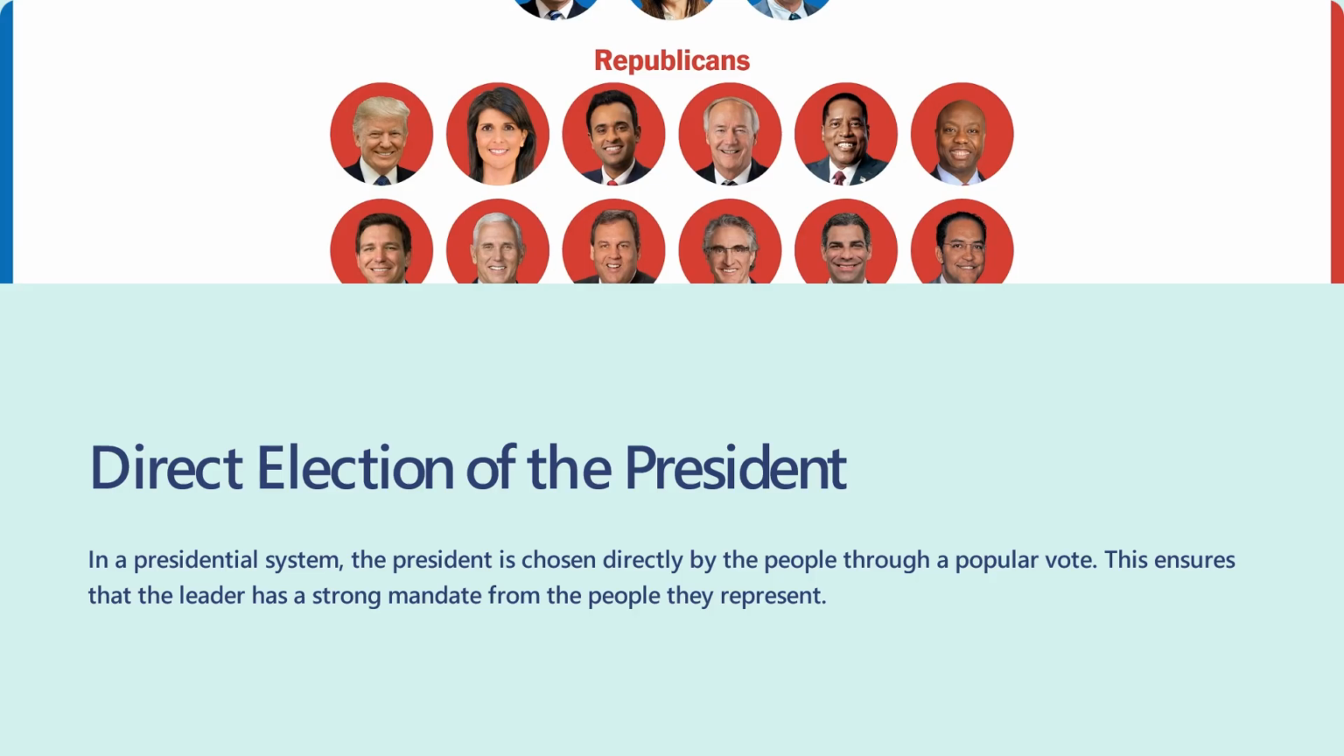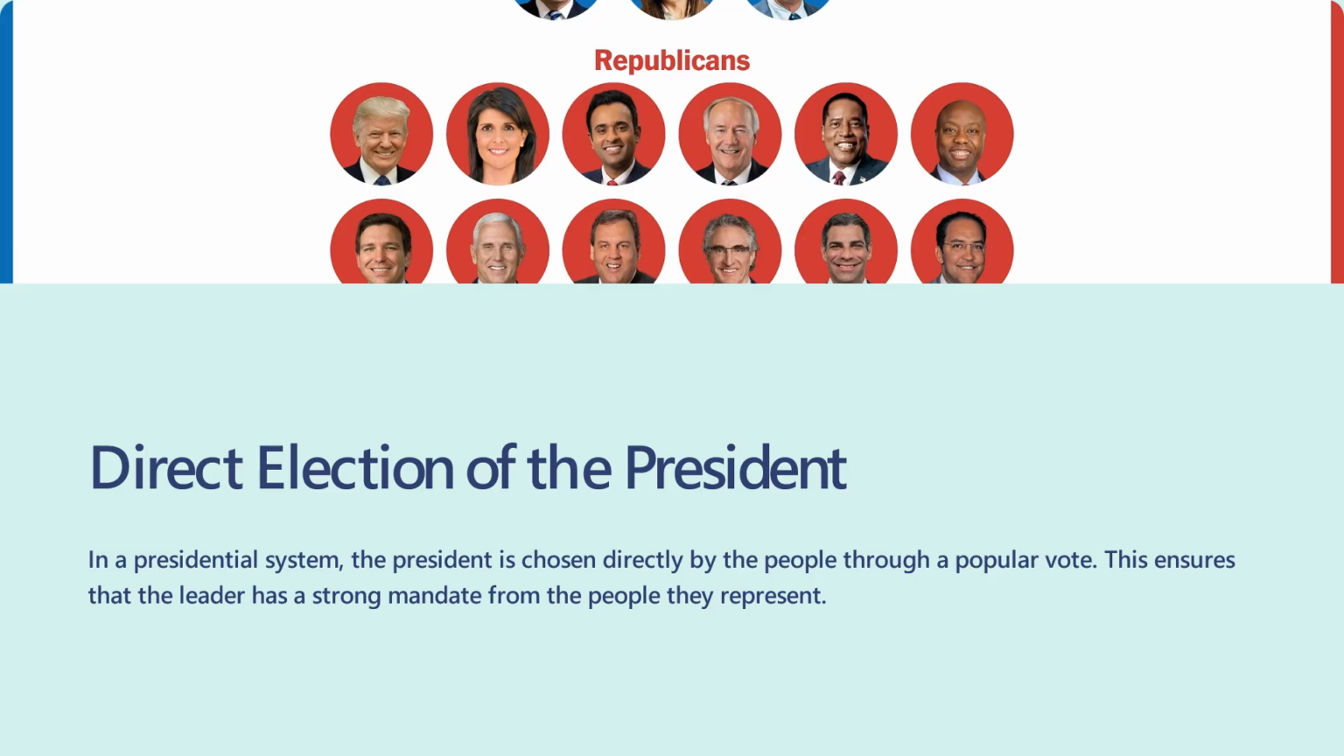In a presidential system, the president is chosen directly by the people through a popular vote. This ensures that the leader has a strong mandate from the people they represent. This system is used in countries like the United States, France, and the Philippines.